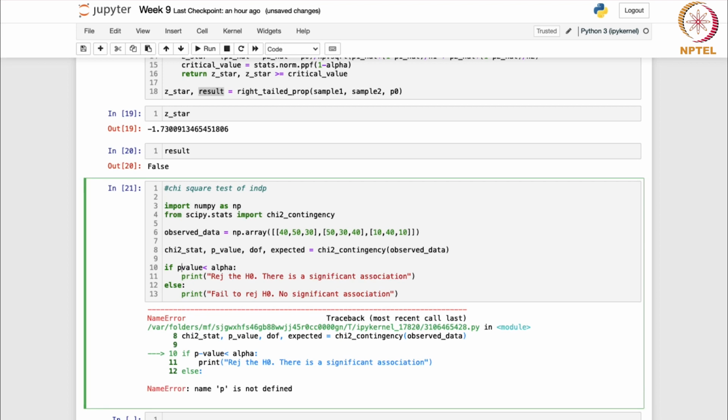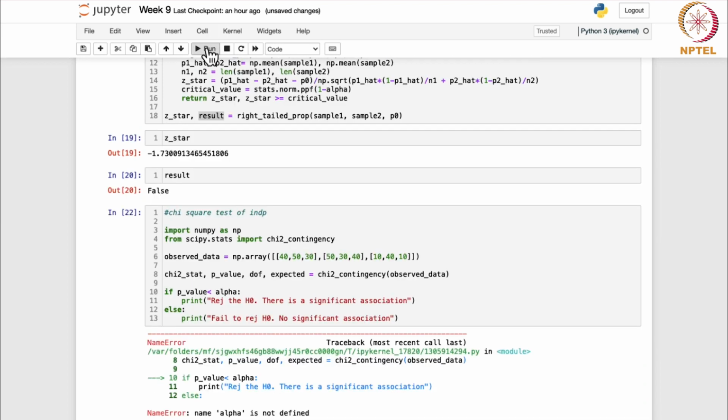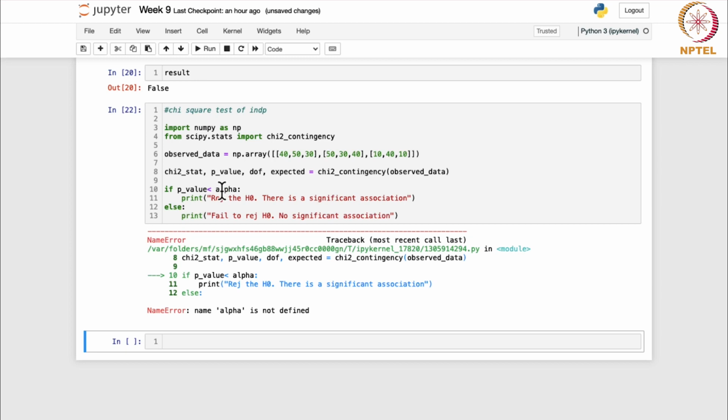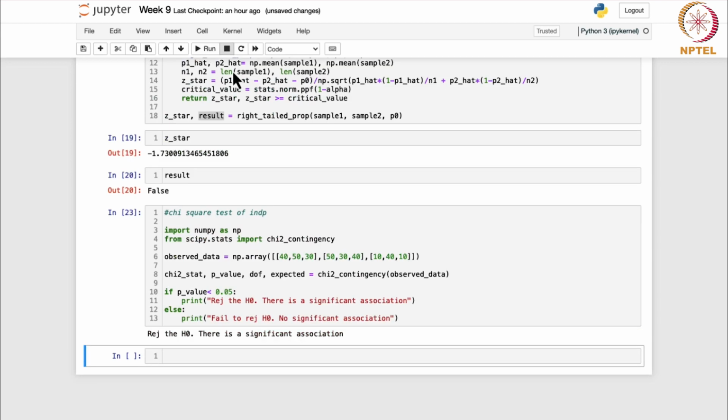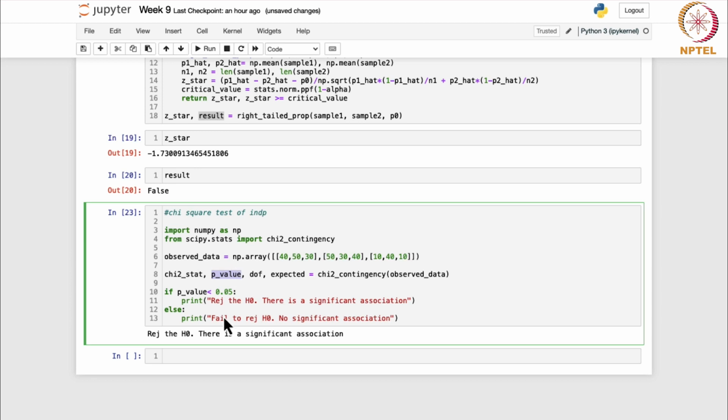Sorry, it should be p underscore. So yeah, I should just compare it with 0.05, or I could have defined alpha beforehand. So you reject the null hypothesis and conclude that there is a significant association between the two categorical variables. So here you're rejecting the null hypothesis. It means that the p-value that you have obtained is less than 0.05.